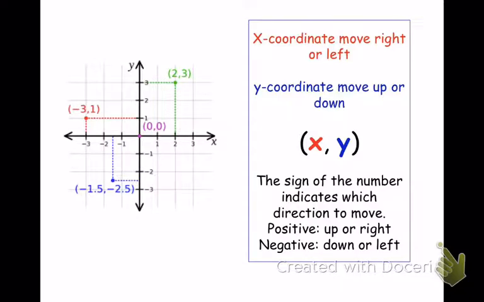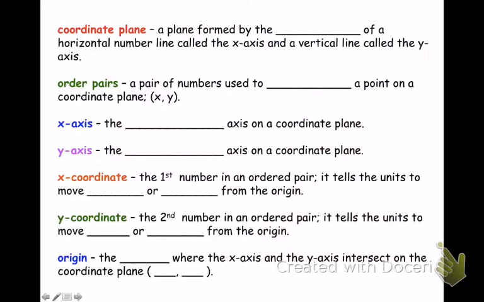So again, here we have a few examples on the left side. So let's go ahead and I'll start filling out our notes. So the coordinate plane is a plane formed by the intersection of a horizontal number line called the x-axis and a vertical line called the y-axis. Ordered pairs, so those are your points. It's a pair of numbers used to locate a point on the coordinate plane. Again, made up of an x value and a y value. The x-axis is the horizontal axis. The y-axis is the vertical axis.